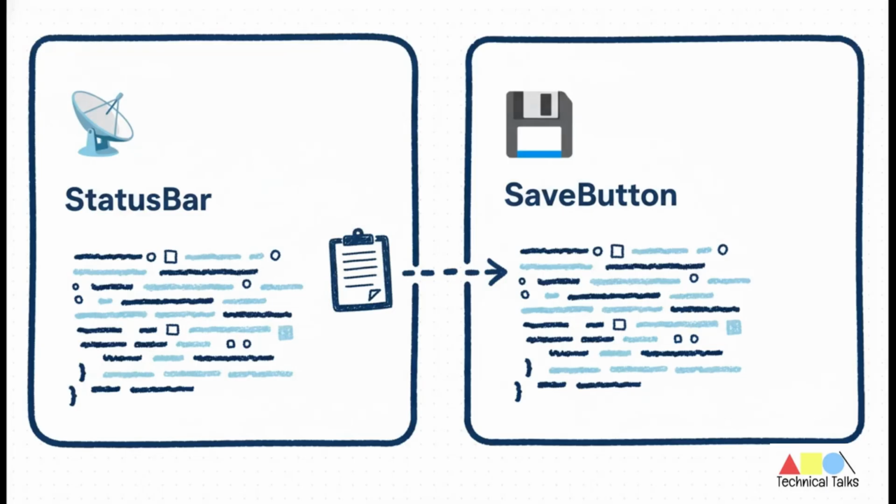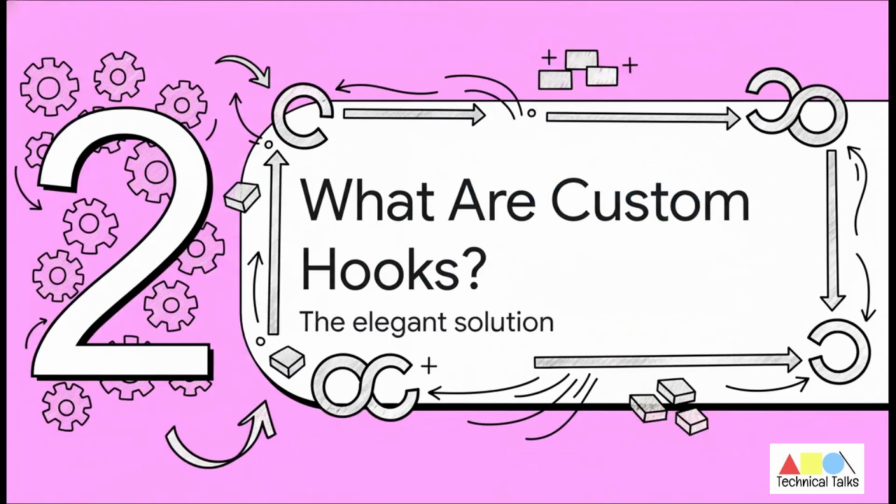And this right here is the perfect picture of that problem. On the left, we've got a status bar component. It needs to know if we're online. And on the right, a save button, which also needs to know if we're online so it can disable itself. Look at the code. The useState, the useEffect, it's literally identical. This isn't just messy, it's a maintenance nightmare. If you find a bug in one, you have to remember to fix it in the other. It's super fragile, and honestly, we can do way better. So, how do we break out of this copy-paste nightmare? Well, that brings us to the hero of our story, custom hooks.